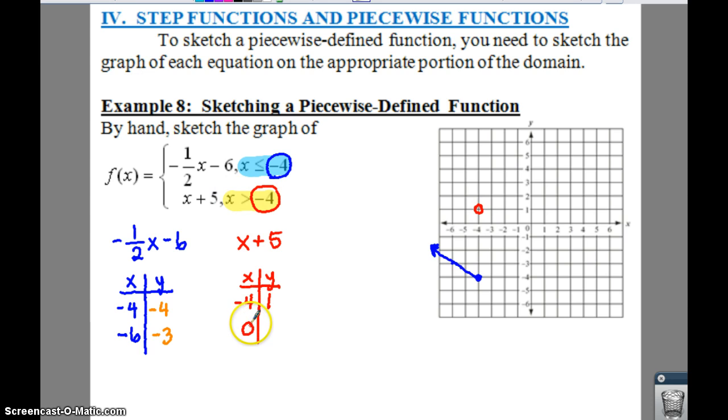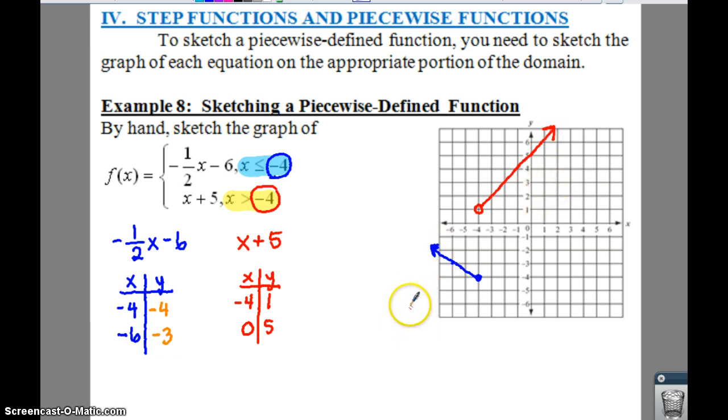So now if we plug a 0 in, the reason I plug 0 in, 0 is so nice to plug in, 0 plus 5 is just 5. So your second point for your line is (0, 5). Draw your line in here. This shows your piecewise function.